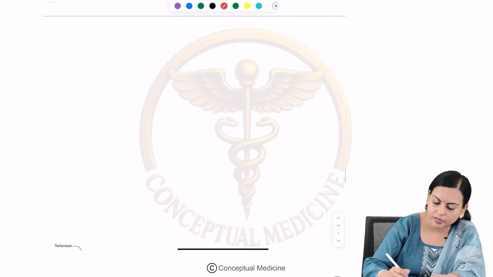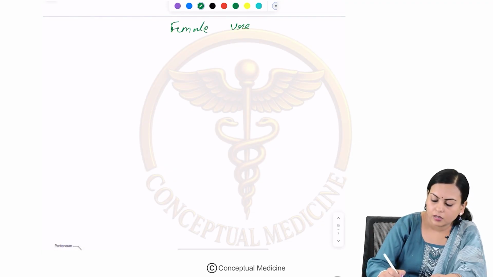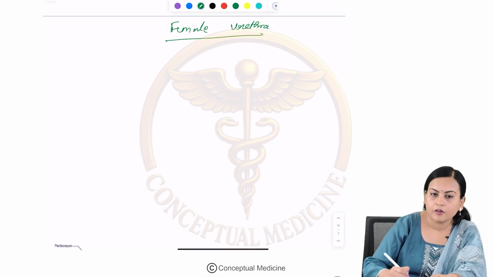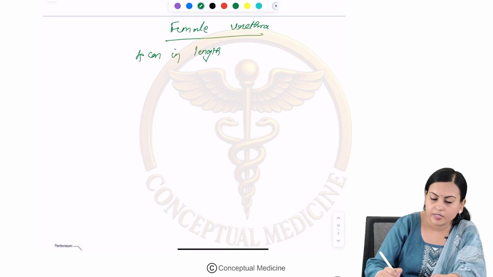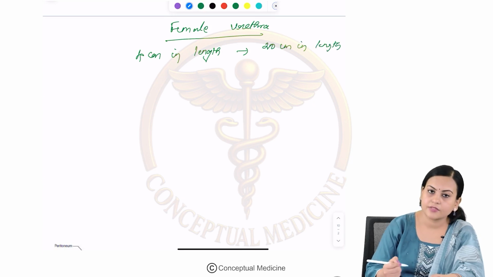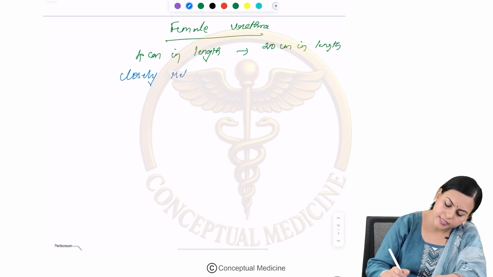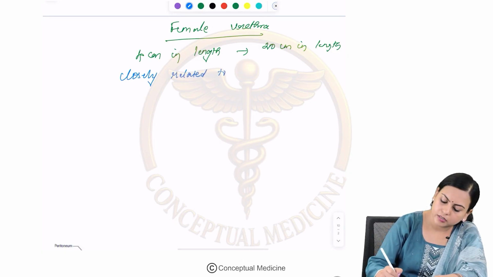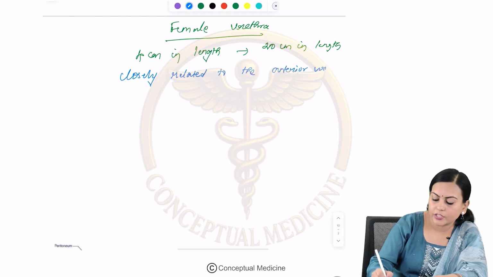Now coming to urethra. Female urethra is around 4 cm in length, whereas the male urethra is 20 cm in length. As we have already seen, this is closely related to the anterior wall of vagina.